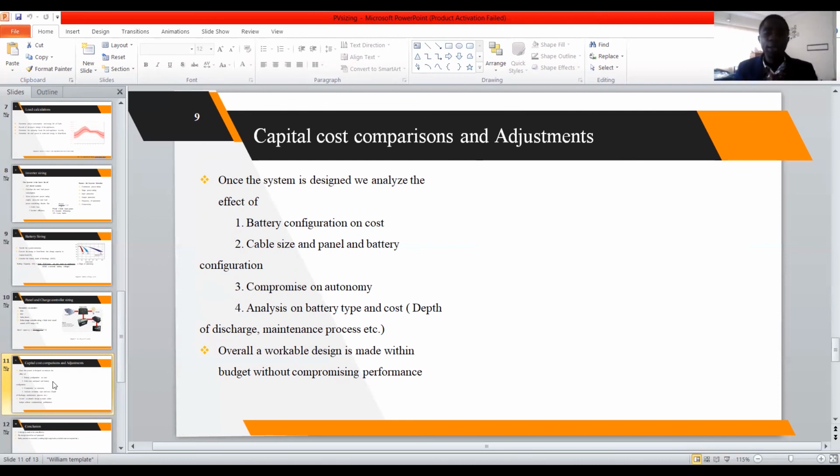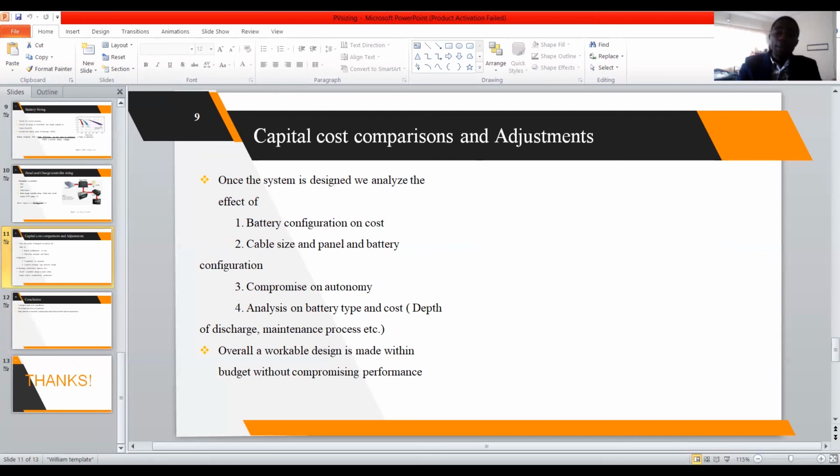Now, how do you minimize cost? You want to play around with maybe battery configuration, solar panel configuration, because these actually affect cable size and the number of batteries that you need. So you want to find a compromise on autonomy. You want to do an analysis on the type of batteries that you are using, because they will definitely determine how good your system is. So you want to play around with these parameters to ensure that you have a cost-effective design. Of course, you don't have to compromise your design with performance.